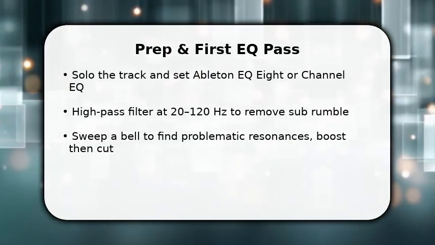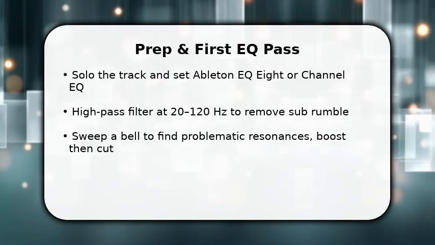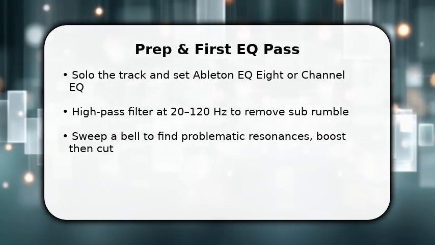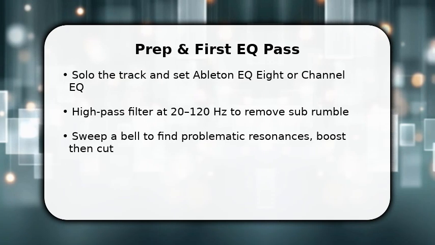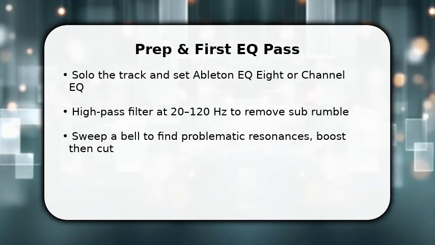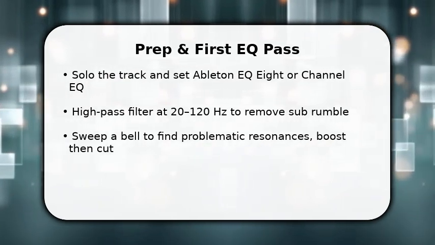Next, use a narrow bell with a modest boost and sweep slowly to locate harsh resonances. When you find one, reverse that boost into a cut. Once done, bypass to compare and make sure you've improved clarity.